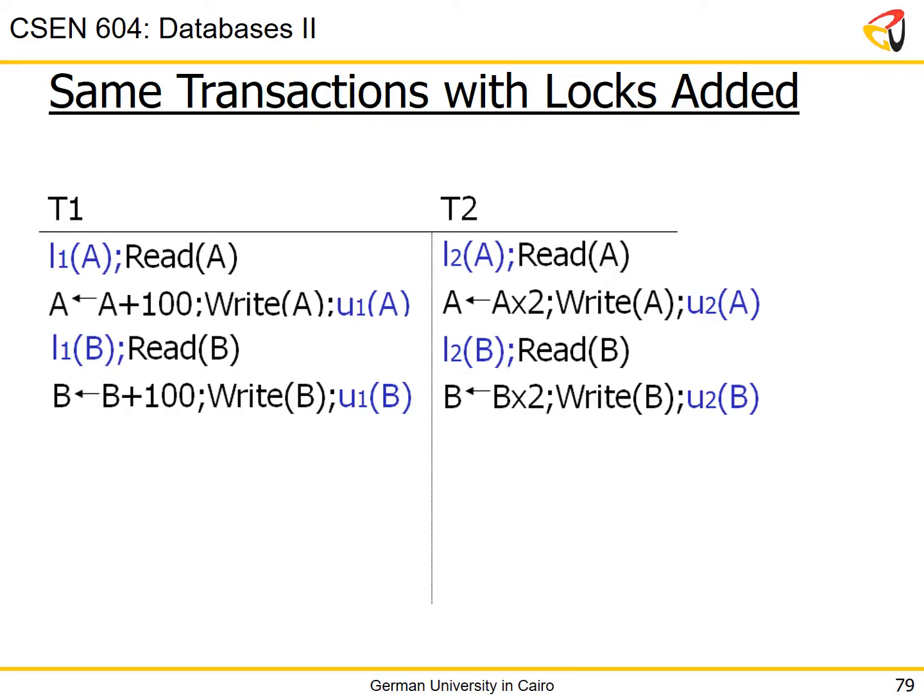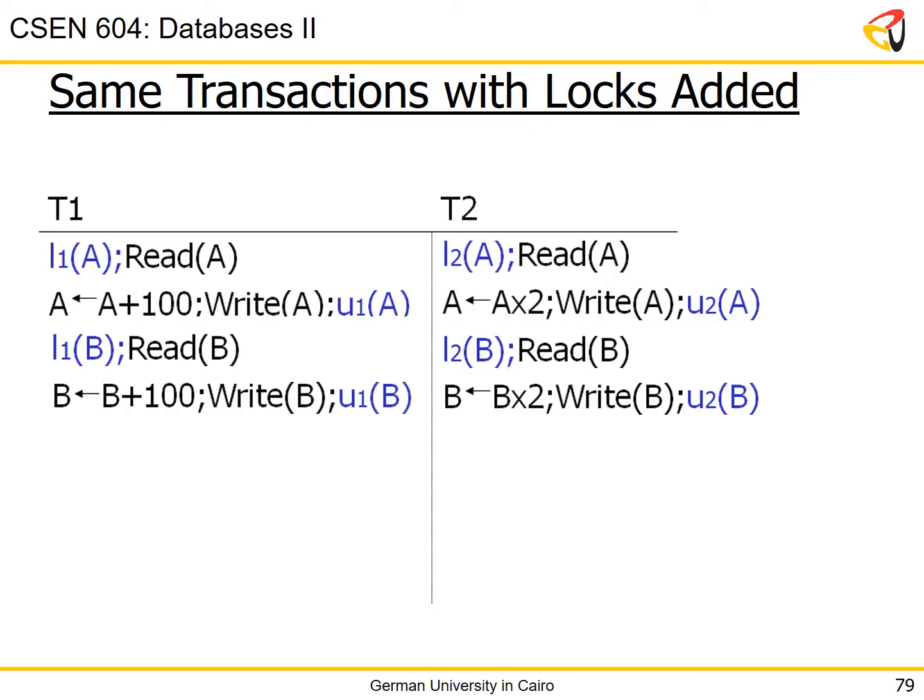And then requesting the lock on B, I'm still in transaction 1, read B, add 100, write B, and then unlock B. Now in transaction 2, I do the same strategy. I will lock A first, and then unlock it when I'm done. So I will release the locks for anyone else to take it, and then I will lock B, do the processing of B, and then unlock B when I'm done for anyone else to take it.